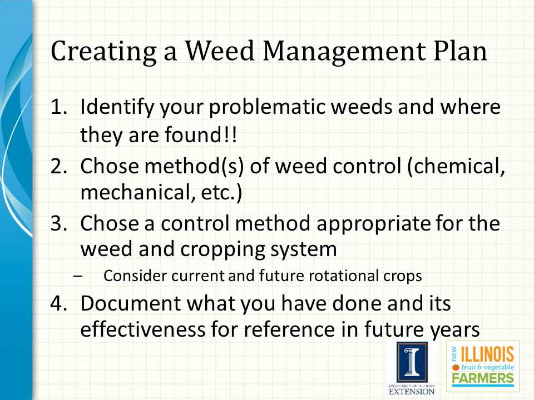Then choose a control method that's appropriate for the weed and the cropping system. Make sure also, especially if it's relating to herbicides, that you consider any current or future crop rotations that might be going into that given field. And then lastly, and I think is probably some of the most important, is document what you have done and its effectiveness for reference for future years. The biggest thing you can do and best thing you can do is to know what's worked before and then utilize that, and also what hasn't worked before, so that the next year you know to try something new.